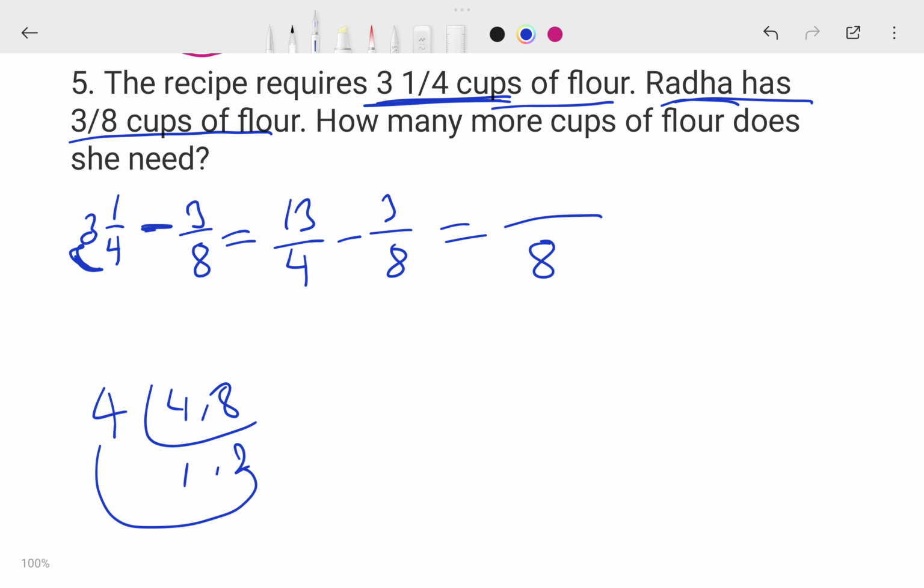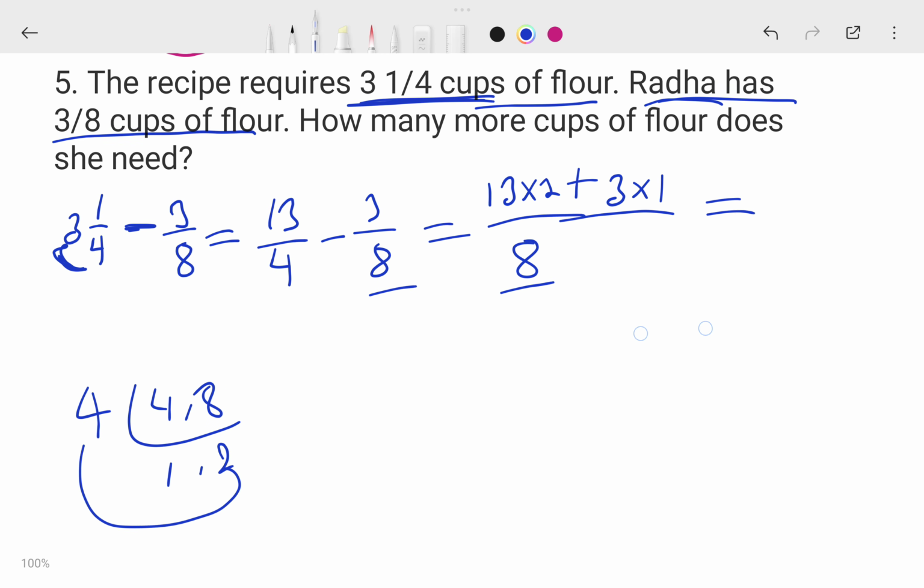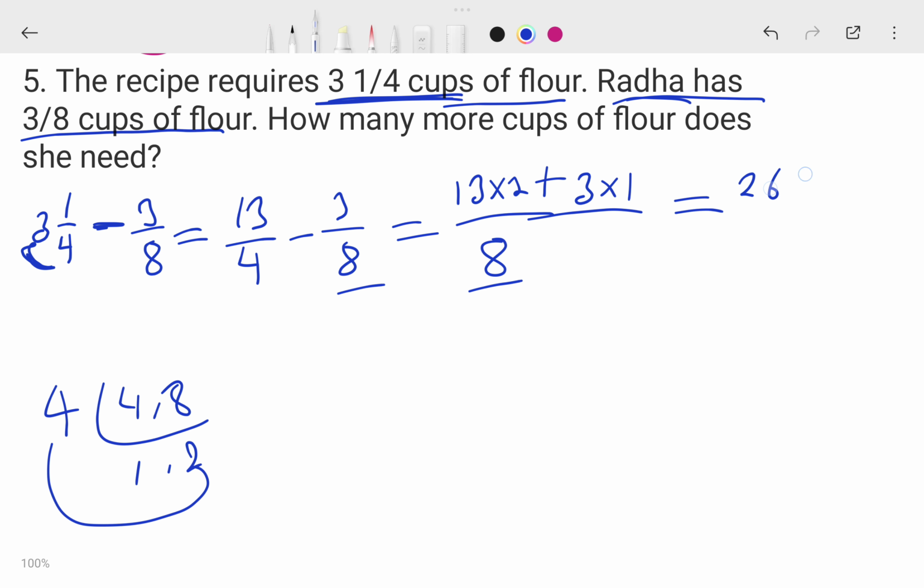In 4 table, how many times of 8? It is 2 times. So then it is going to be 3 into 2, then plus, in 8 table, how many times? It is 1 times. So 3 cross 1 it is. So when you do this one, this is going to be 26 plus 3, and then it is going to be 8. Now if you write this one, it is going to be 29.